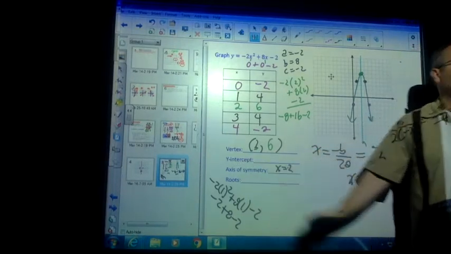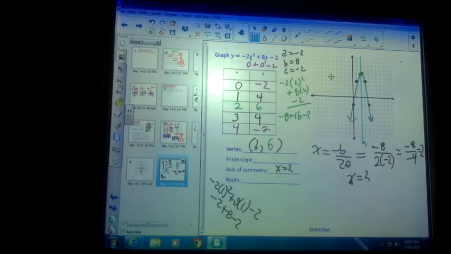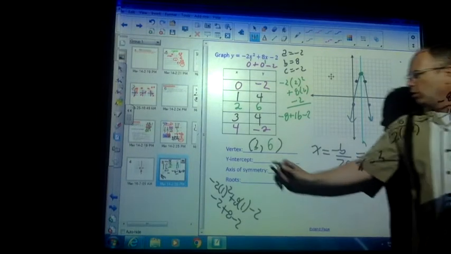Okay, cool. So my y-intercept, hang on, let's figure it out. What's the y-intercept? The y-intercept is where x is 0. What's my y-intercept? 0, negative 2. Good.